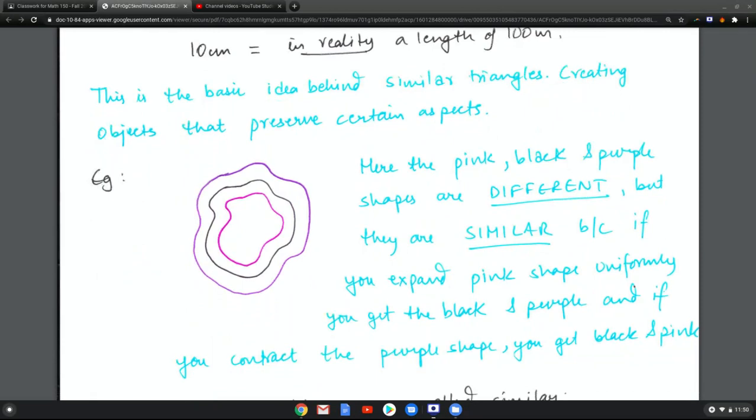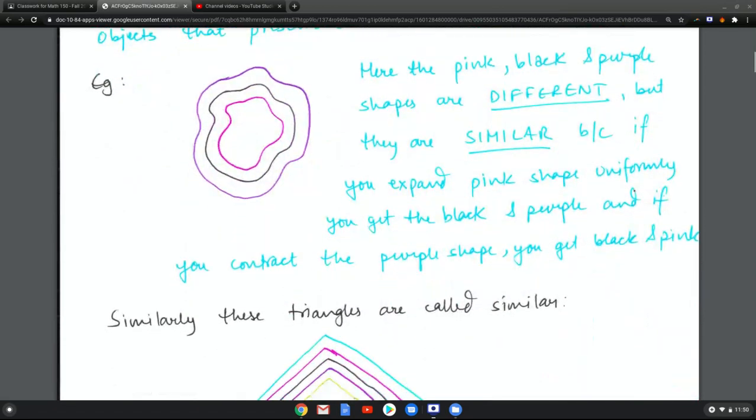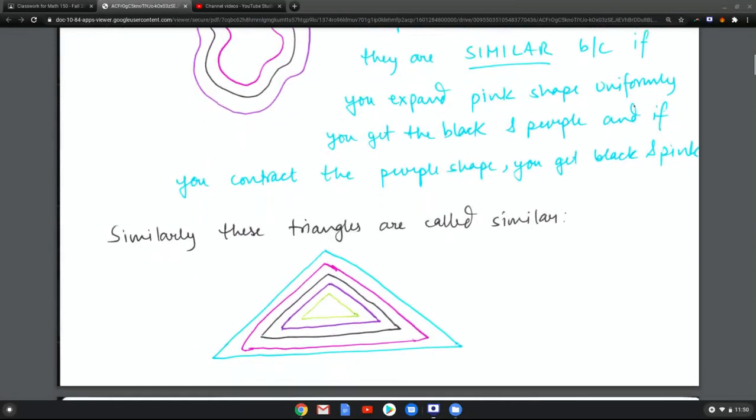because if you zoom in or zoom out, or if you expand the pink, you can get to the black shape. And then if you expand the black shape, you can get to the purple shape. Similarly, if you shrink or contract the purple shape, you get the black followed by the pink. This is the idea of similarity. Similarly, these triangles drawn here, starting from green to purple to black to pink to blue, are similar.